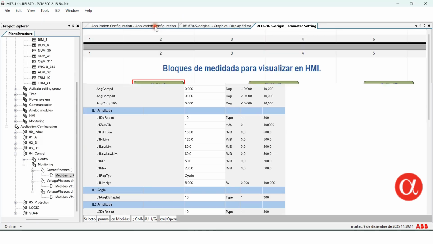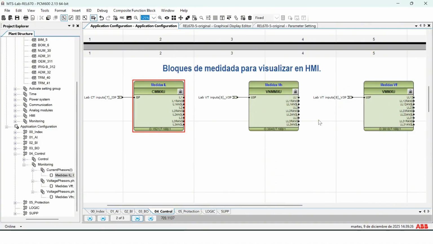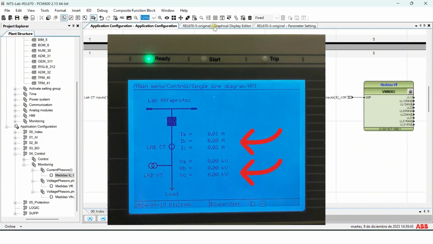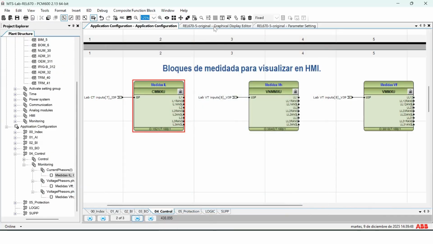In summary, the CMMXU, VNMMXU, and VMMXU blocks allow the conversion of the IED secondary measurements into primary values, delivering magnitudes and angles, and automatically applying the necessary corrections depending on whether the input corresponds to phase to phase or phase to neutral voltages. These functions are fundamental for the correct visualization of measurements on the local HMI and the transmission of this information to other devices through communication protocols.